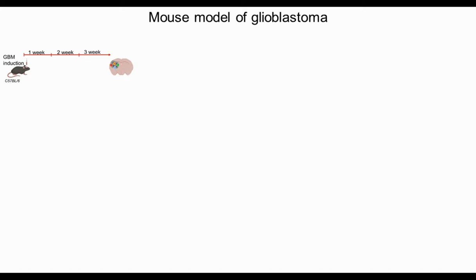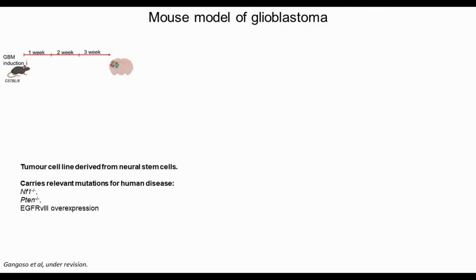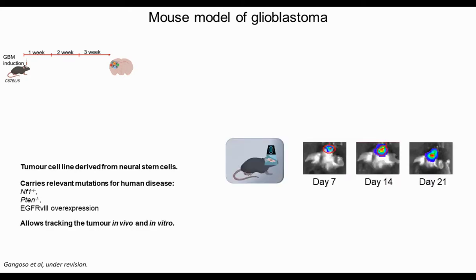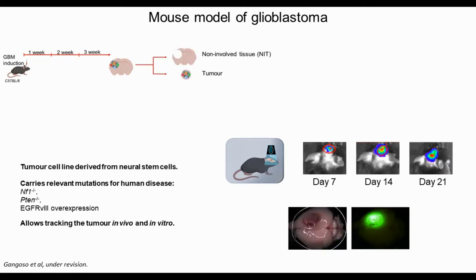So the characteristics of this mouse model that we have developed and analyzed in collaboration with Steve Pollard in the University of Edinburgh is basically that this cell line is derived from neural stem cells, and it carries the same mutations as the human disease. We are working with a model that is NF1 knockout, PTEN knockout, and it overexpresses EGFRvIII. And the cool thing about this model is that we can track it in vivo, and if we get the brain, we can also see the tumor under the microscope, which allows us to cut the tumor and analyze specifically the immune microenvironment inside this tissue.